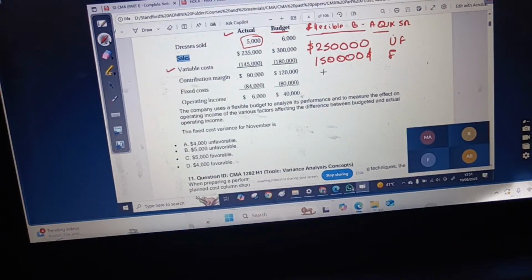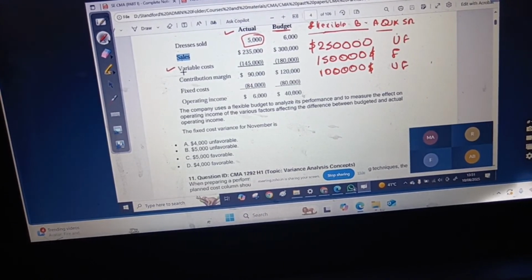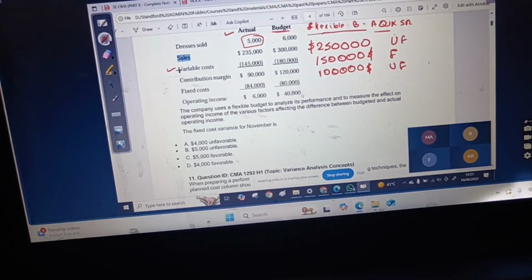Contribution margin, same. I think 250 minus 150 is 100,000. Profit is increasing, it is unfavorable. Sales minus variable cost. If you deduct all the variable cost from the sales, what we get is contribution margin. Don't worry, we are covering the contribution margin in part 2 in detail. Fixed cost, same. Tell me how much is the operating income? I think it's $20,000.